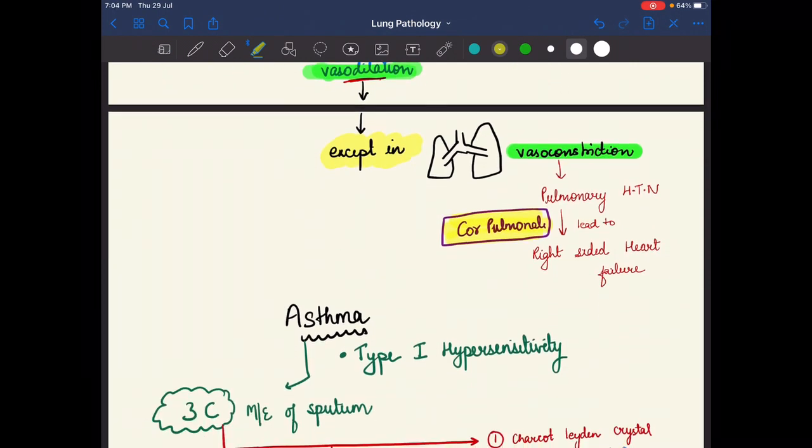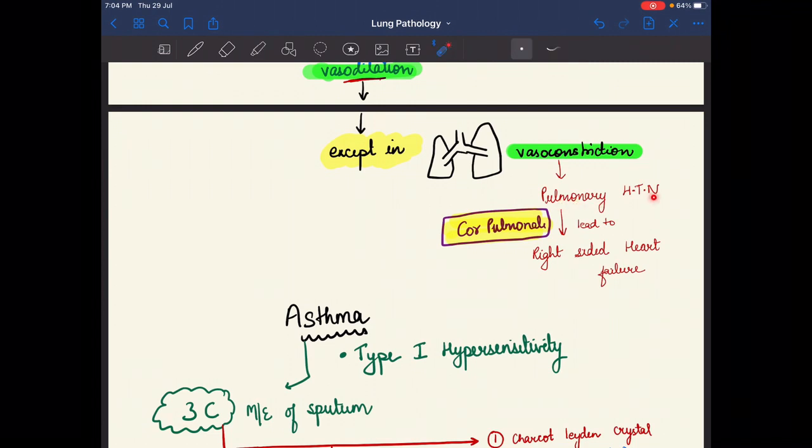If vasoconstriction is present, then pulmonary hypertension is there. Pulmonary hypertension leads to right-sided heart failure. If the heart failure is due to the lungs, then it is known as cor pulmonale. Cor pulmonale is when there is heart failure and the reason for heart failure is not the left ventricle, the reason is the lungs. So this is cor pulmonale.